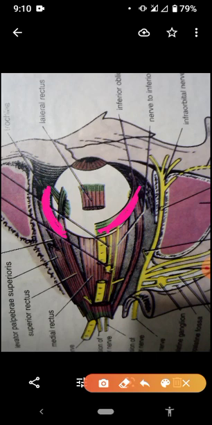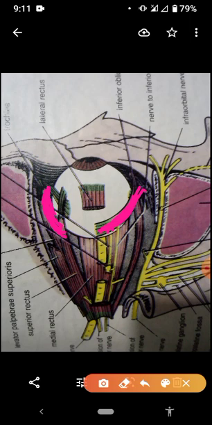As the name indicates, they are oblique, so their origin and insertion both are oblique, and that's why they act obliquely like a pulley. When you pull something, you will say their function is to rotate the eyeball. Both of these functions are to rotate the eyeball. For rotation, you people know that something like a swing, like a pulley, should be present to rotate something.